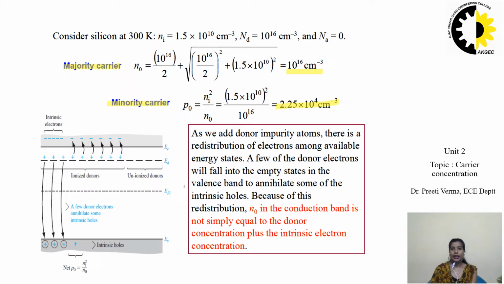As we added donor impurity atoms, there is a redistribution of electrons among the available energy states. A few of the donor electrons will fall into the empty states in the valence band to annihilate some of the intrinsic holes. Because of this redistribution, n naught in the conduction band is not simply equal to the donor concentration plus the intrinsic electron concentration.